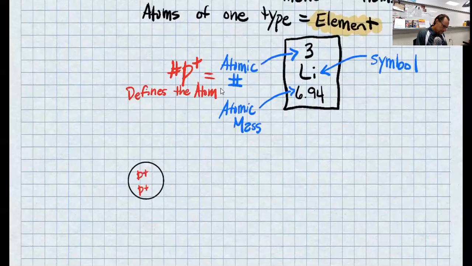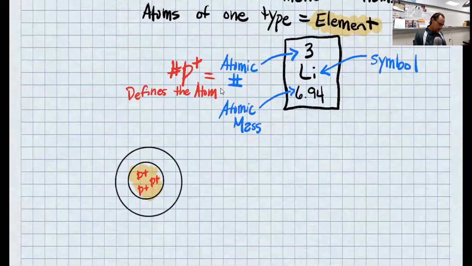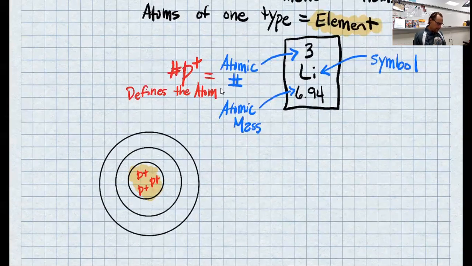1, 2, 3. And they're all inside of that nucleus. And so I'm going to color that nucleus in a little bit. Okay. And then around the nucleus, I'm going to have what's called an electron cloud. And so let me go ahead and draw some more rings around this. And those rings are the electron cloud where the electrons are at.